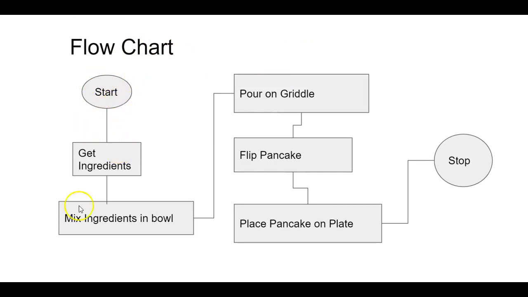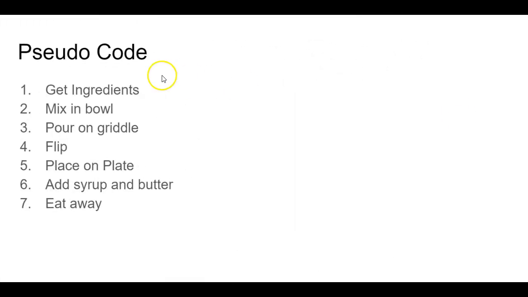I start here, I get my ingredients, I mix them in a bowl, I pour it on a griddle, I flip it, place it on a plate, and then I stop to eat. Pseudo code, just a series of steps or statements. 1, get the ingredients. 2, mix it, pour on the griddle, flip, place on a plate, maybe add some butter, and eat away.